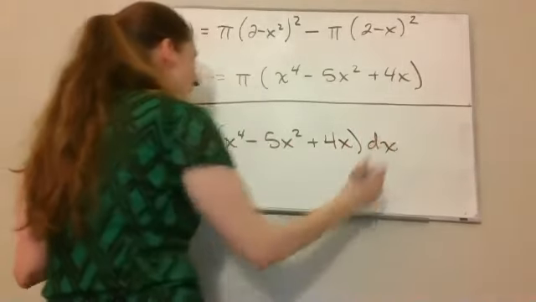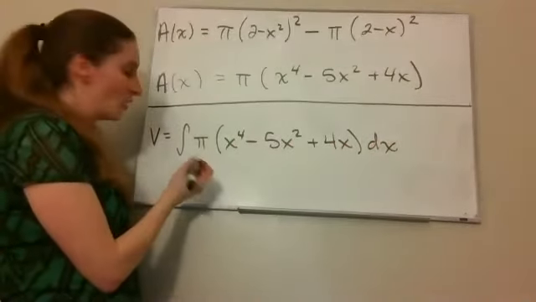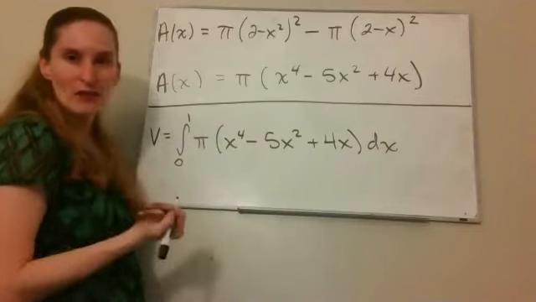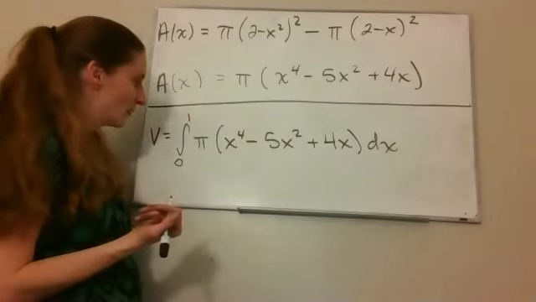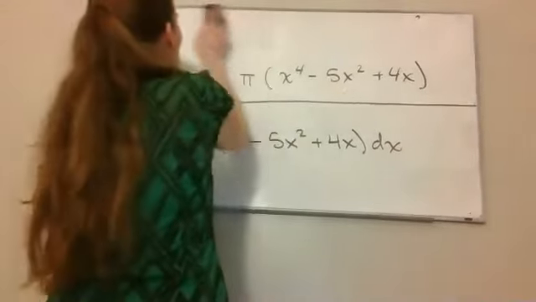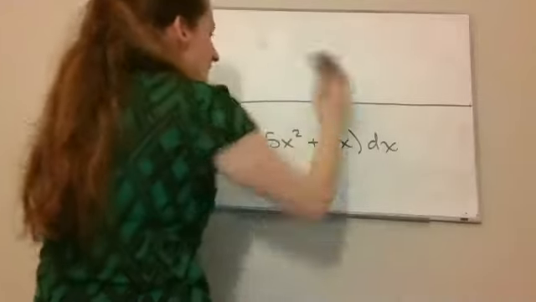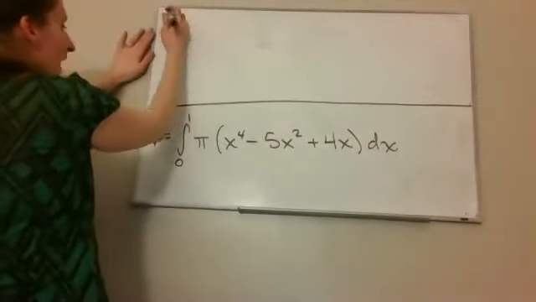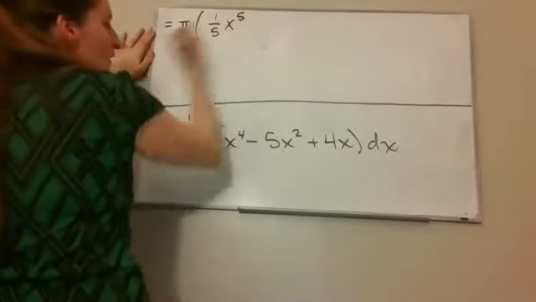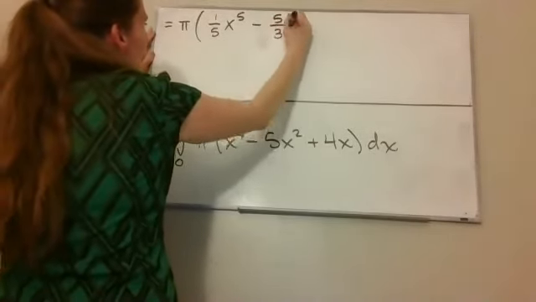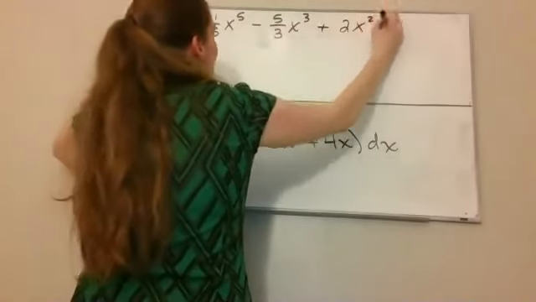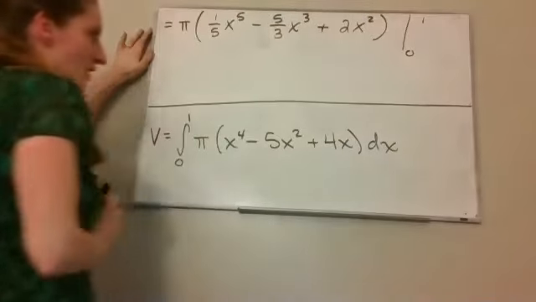With respect to x. And what are my bounds of integration? Well, my smallest x value was 0 and my largest x value was 1. We found those in the previous problem where those two curves intersected each other. All right, so now let's find this antiderivative so we can find the volume of that object. So we have a pi times 1/5 x to the 5th minus 5/3 x to the 3rd and plus a 2x squared. And we have to plug in our 1 and plug in our 0.